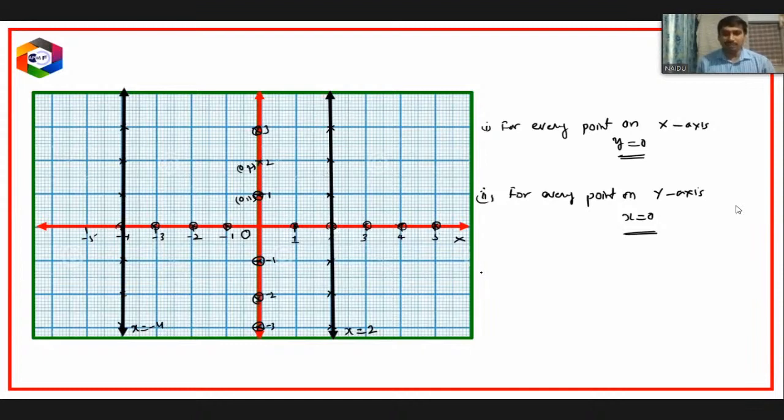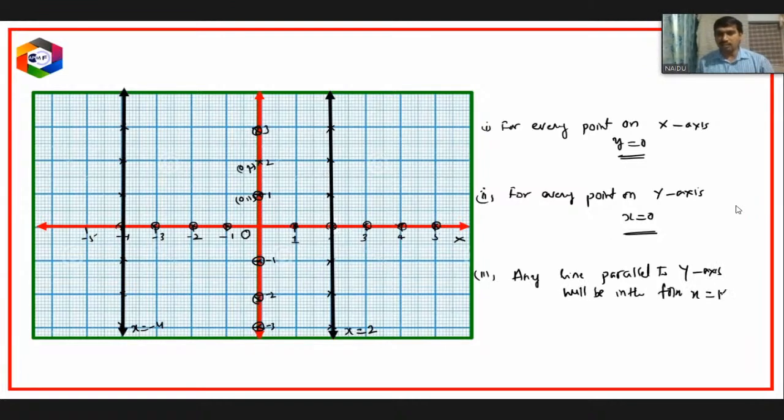So from this, what we can say is that any line parallel to the y-axis will be in the form x equals k. Here this k is nothing but the horizontal distance, or the distance from the y-axis.